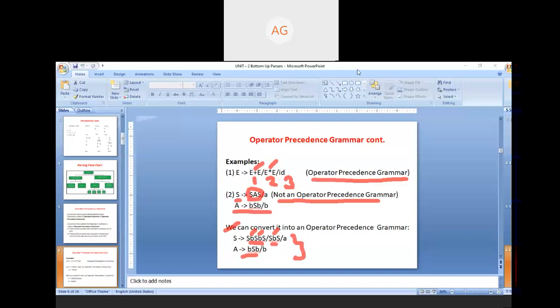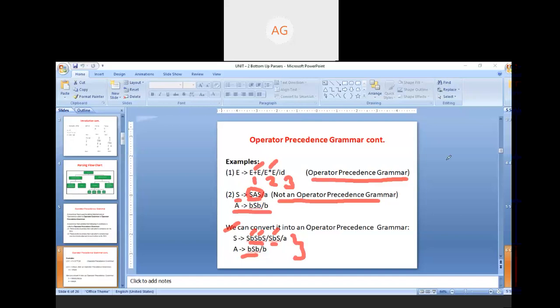Do all of you understand it? How we convert a grammar which does not follow the operator precedence grammar into an operator precedence grammar? Just write in the chat box so that we can move further. By using this method, you can convert a grammar which is not operator precedence into a grammar which is operator precedence.